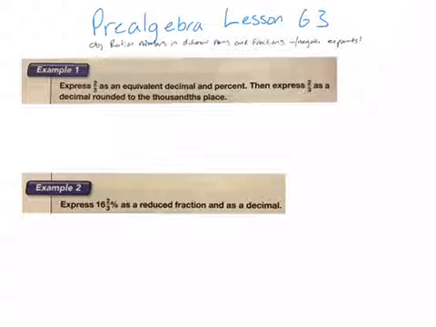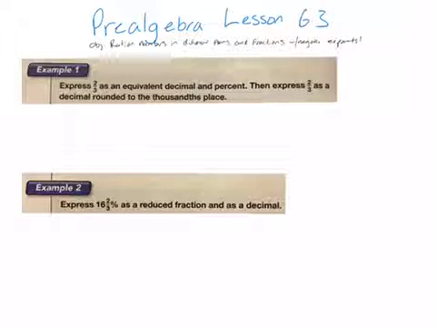This is lesson 63. Our objective is working with rational numbers in different forms and also working with fractions that have negative exponents. We've already worked with negative exponents, but now we're going to be doing it with fractions. So first of all, let's talk about repeating decimals versus terminating decimals.